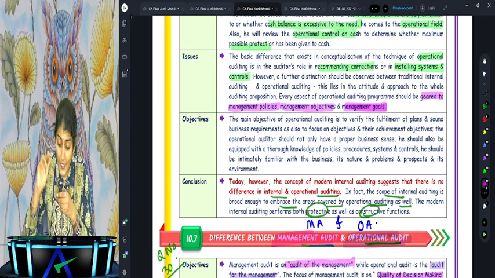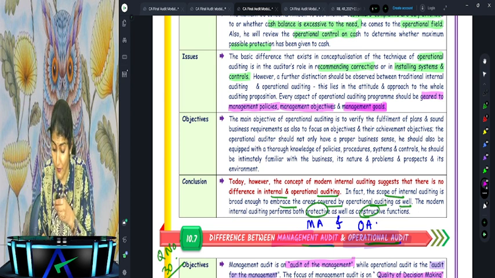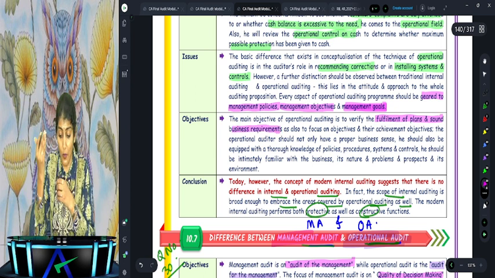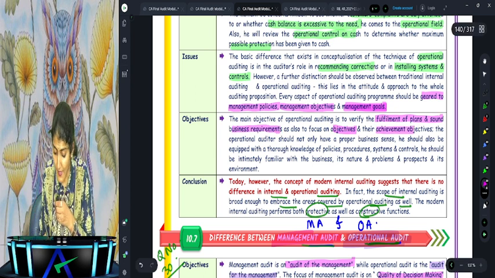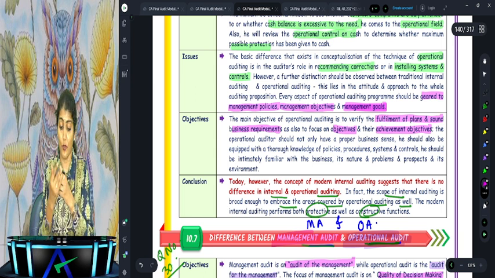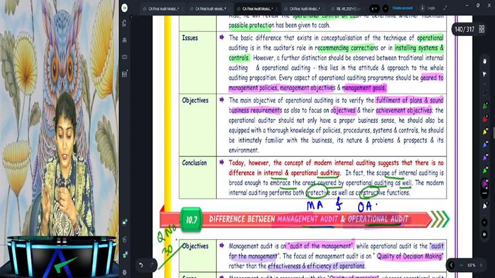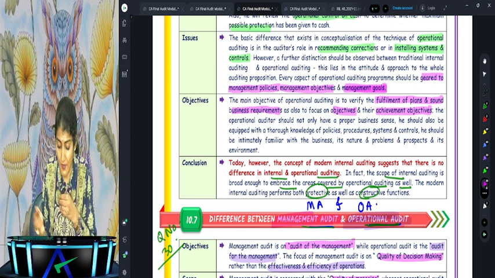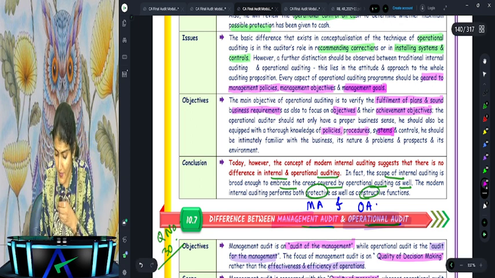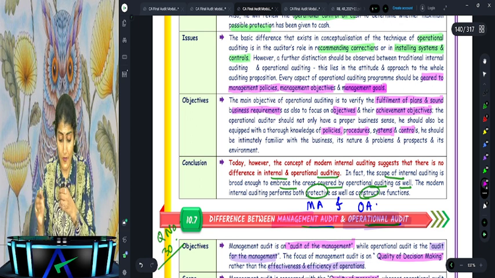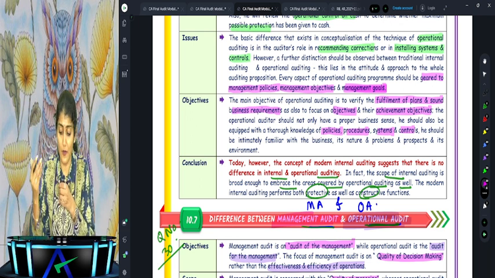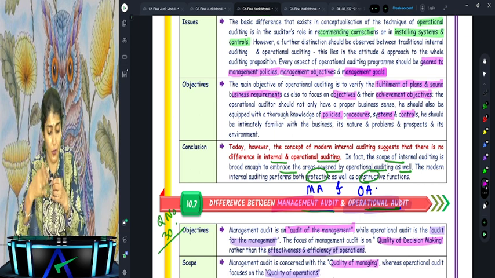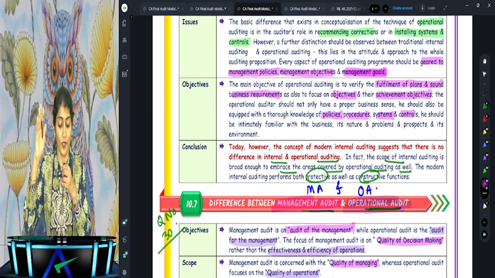Then the main objective of operational audit is to verify the fulfillment of the planned and sound business requirement, as also to focus on the objectives and the achievement of objectives, right? To achieve those objectives, the operational auditor should not only have a proper business sense, but also should be equipped with the thorough knowledge of the policies, procedures, systems and control, right? What does it say? He should be intimately familiar with the business, its nature, problem and prospect and the environment. So anyway, they started talking about the description of the operational auditor over here, right?